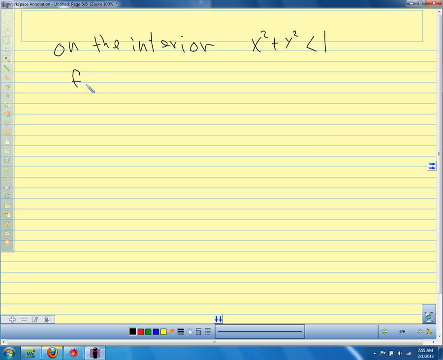So f sub x, the partial with respect to x, which we found as the x component of our gradient, was minus y over 4, e to the minus xy over 4, and we want that equal to 0. Our partial with respect to y was minus x over 4, e to the minus xy over 4, and we set that equal to 0. What values are going to make these two partials each equal to 0? x equals 0 and y equals 0. So that's our only critical point.